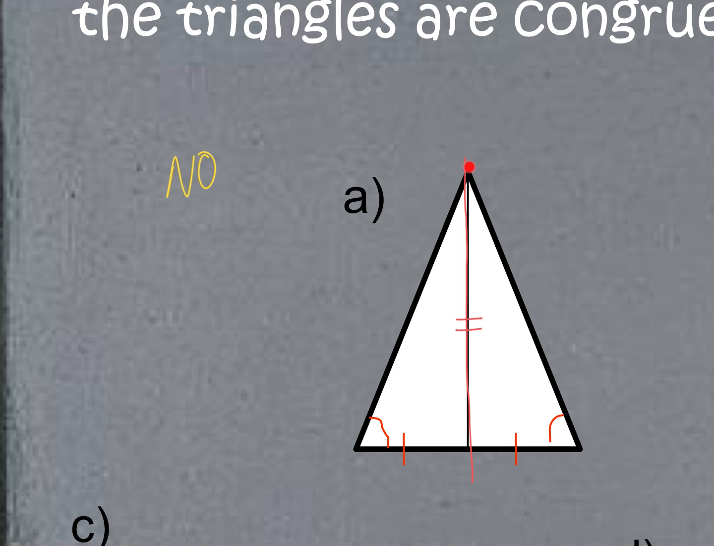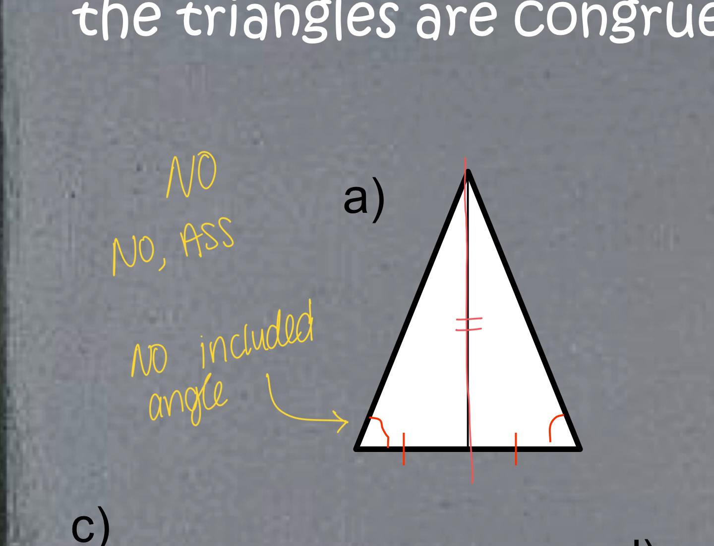Let's just double check. Here is my side that's congruent. Here is my other side. This is not my included angle. So this angle right here, as well as on the other side, is not my included angle. If you were to name this as a congruent triangle and say this is angle side side, that would be no. There is no angle side side as a congruency statement. So you cannot say it's an angle side side triangle.